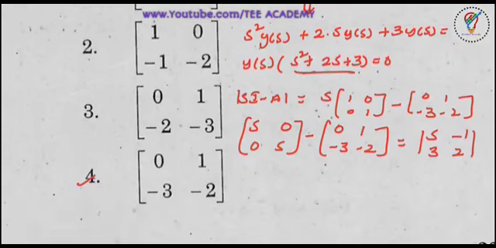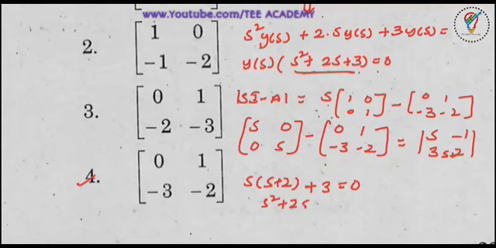Now we'll cross multiply. So cross multiply means here it is s plus 2, sorry, s plus 2 here, right? Make a correction. So s into s plus 2, minus of minus means plus 3 is equal to 0. s square plus 2s plus 3 is equal to 0. Okay, so this is the matrix A.